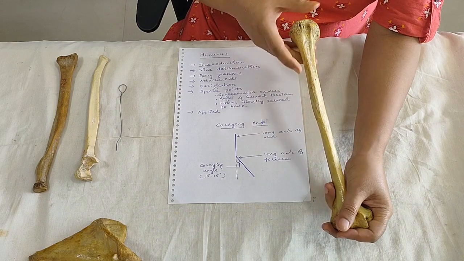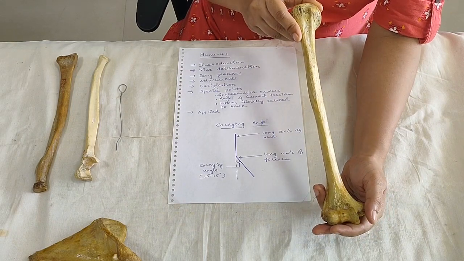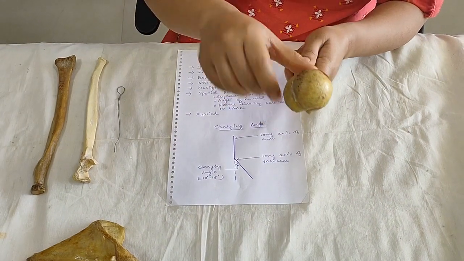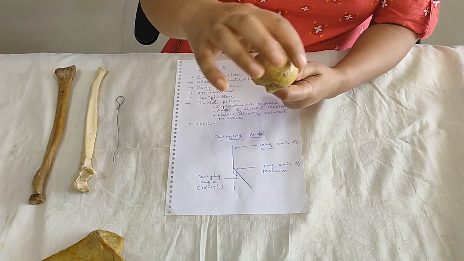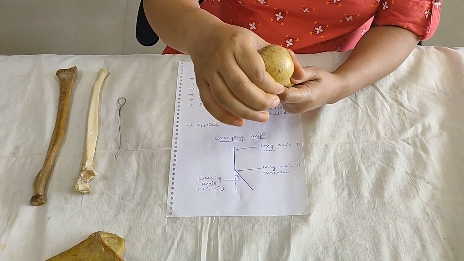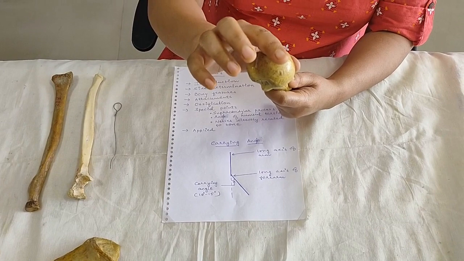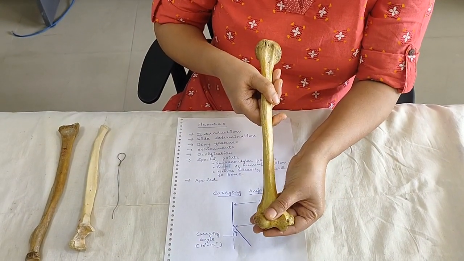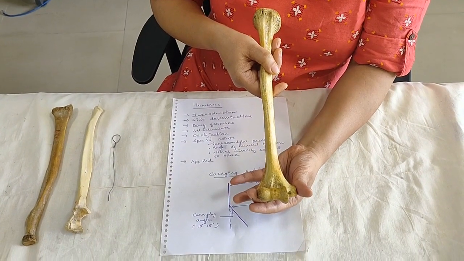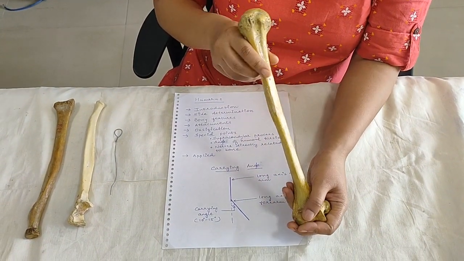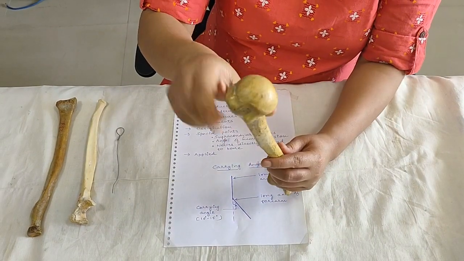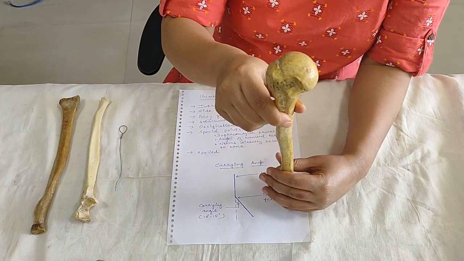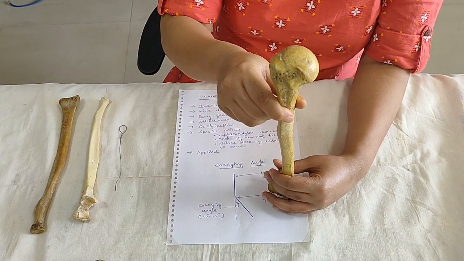Site determination. For that we need to remember 3 points. First point, that is the upper end, which is spheroidal, and that is forming head. This head should remain superiorly, and the lower end, which is flattened anteroposteriorly and expanded side to side. Second point, that is medial and lateral aspect. This spheroidal head should remain on medial aspect.